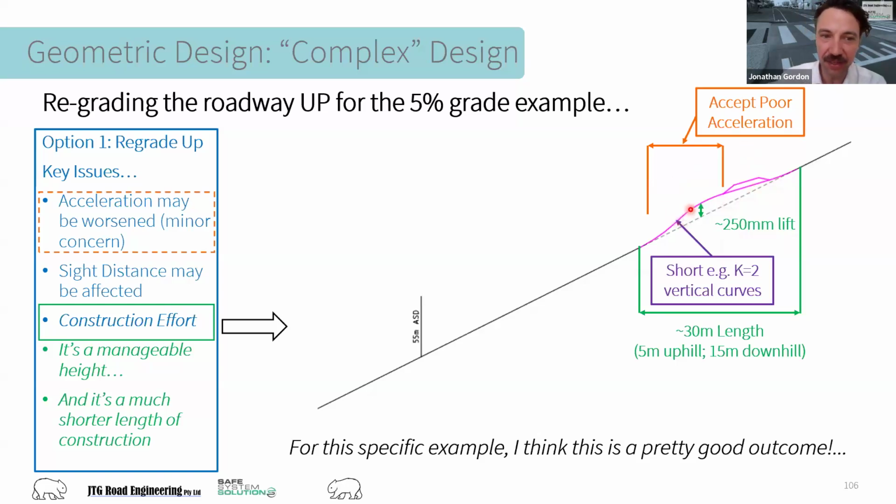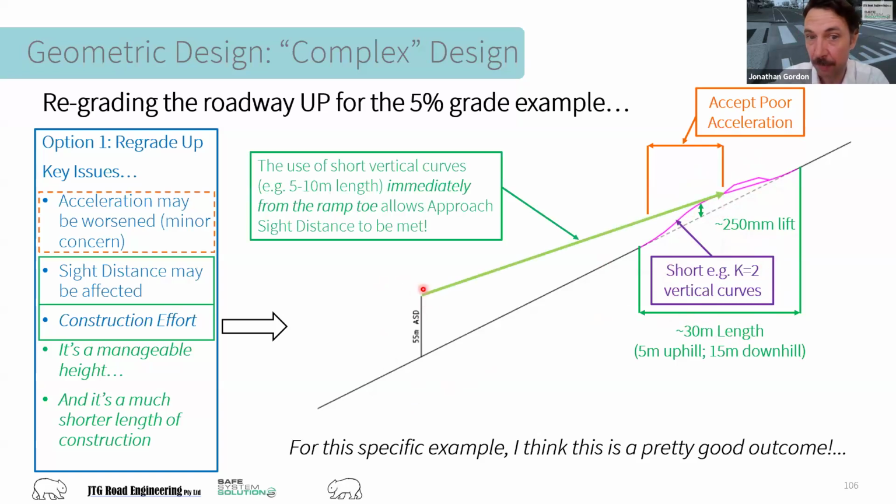And the question that's on everyone's mind should be, or hopefully is, well, how's that work that we talked about, these short K values? How's it work for our sight distance? And the truth is, it actually just does. Because these very short, sharp curves that we've adopted, around about 5 to 10 meter lengths, straight from the toe of our ramp, it actually means that we've achieved our sight distance.